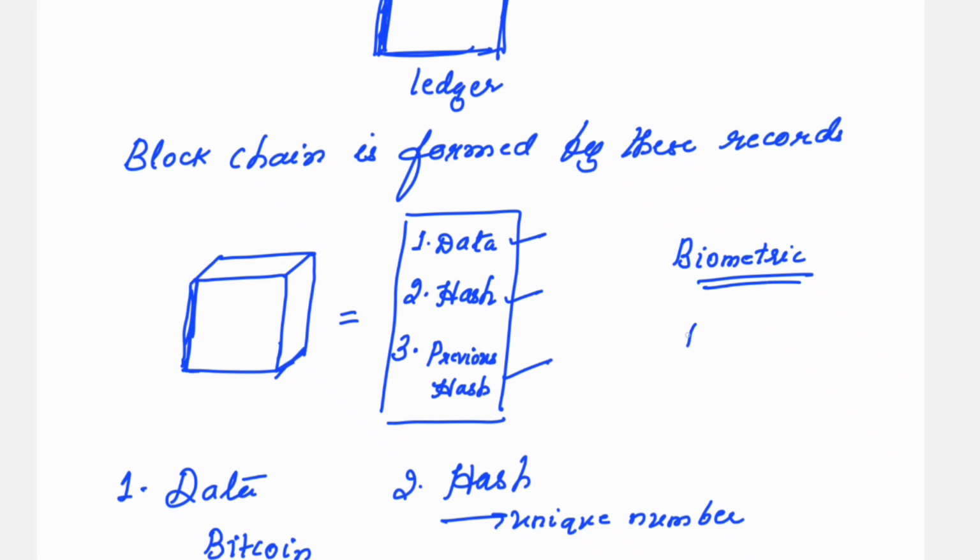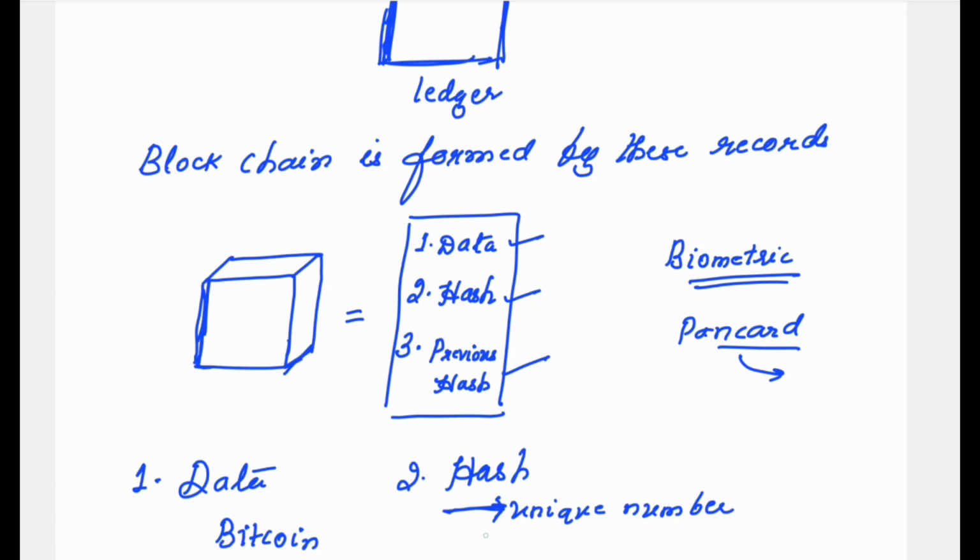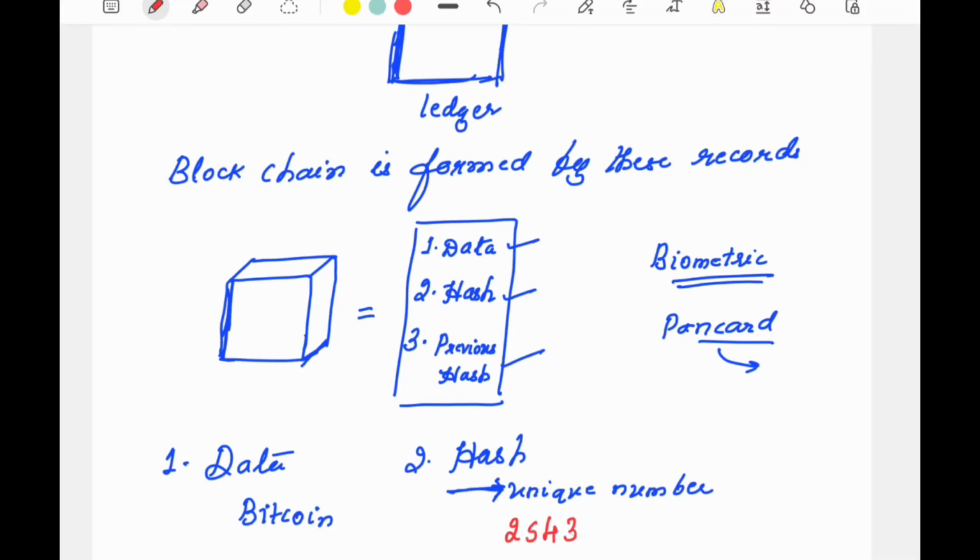Not only the Aadhaar card, if you take the PAN card for example, you also have a PAN card number. Similar to that, whenever the data gets stored in the block, a unique number is generated and that number is called the hash. It is simply like, one example I'll give you randomly: 2s43qp795tu, something like this. So this unique number which gets generated for that block is called the hash. Then the third information that gets stored is the previous hash.